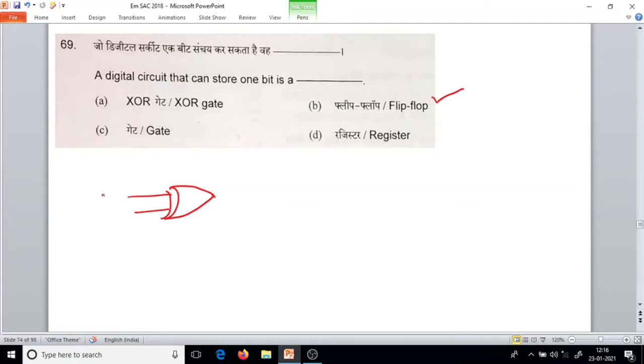We'll draw the XOR gate like this. Inputs are A and B, and Y is the output. We'll get 4 combinations of inputs. The XOR gate is a non-equivalence gate.